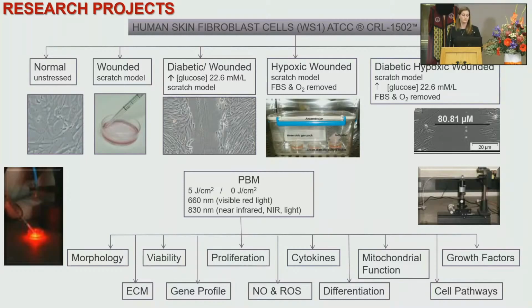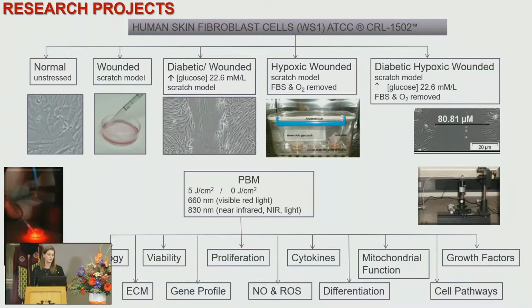Cell models used ranged from normal, unstressed cells to wounded, where a wound was induced by the scratch assay, to diabetic wounded, where we induce diabetes by growing cells in a hyperglycemic environment, so we add more glucose to the culture media, and then also hypoxic models where cells are grown without oxygen and without FBS, or fetal bovine serum, which is the nutrients for the cell. Most of these studies concentrated on light in a visible red wavelength at 660 nanometers, as well as near-infrared light at a wavelength of 813 nanometers, and a variety of biological assays were tested.